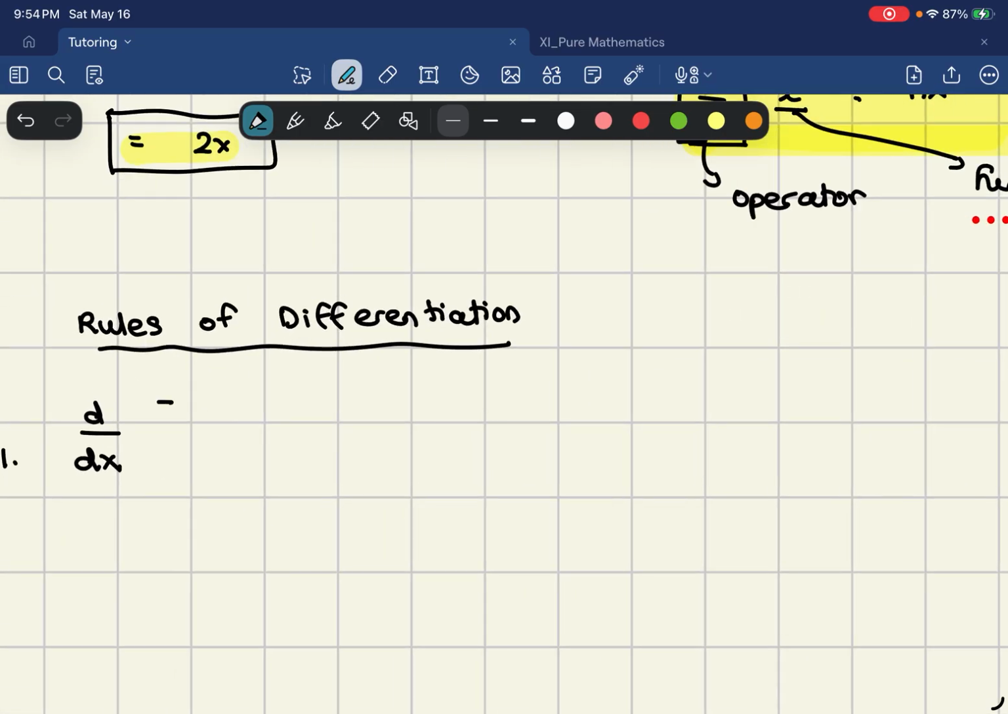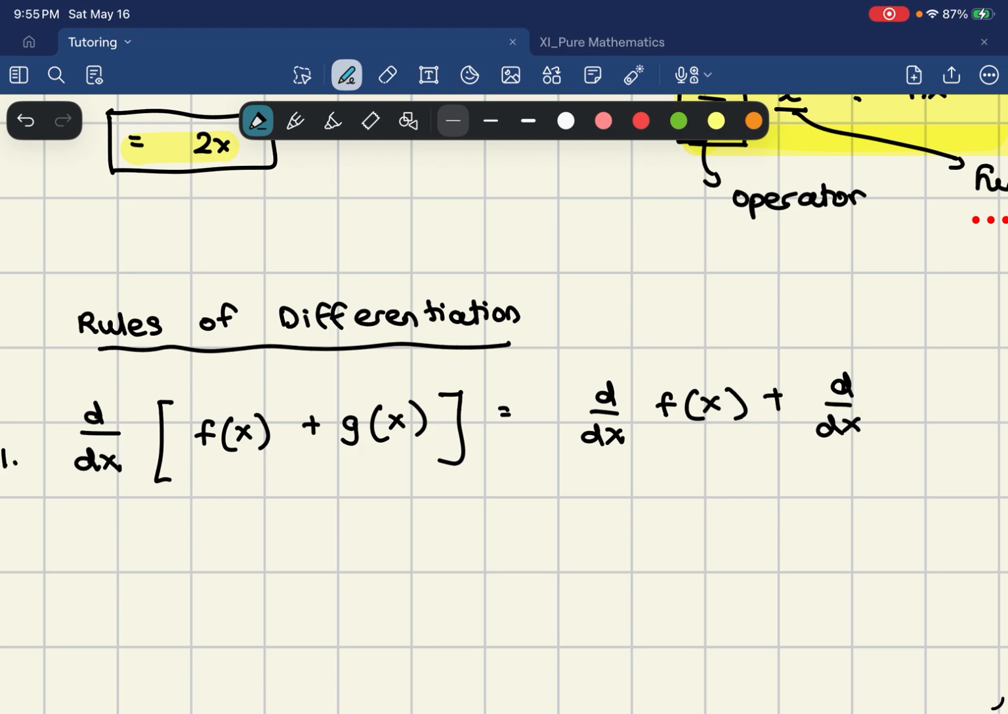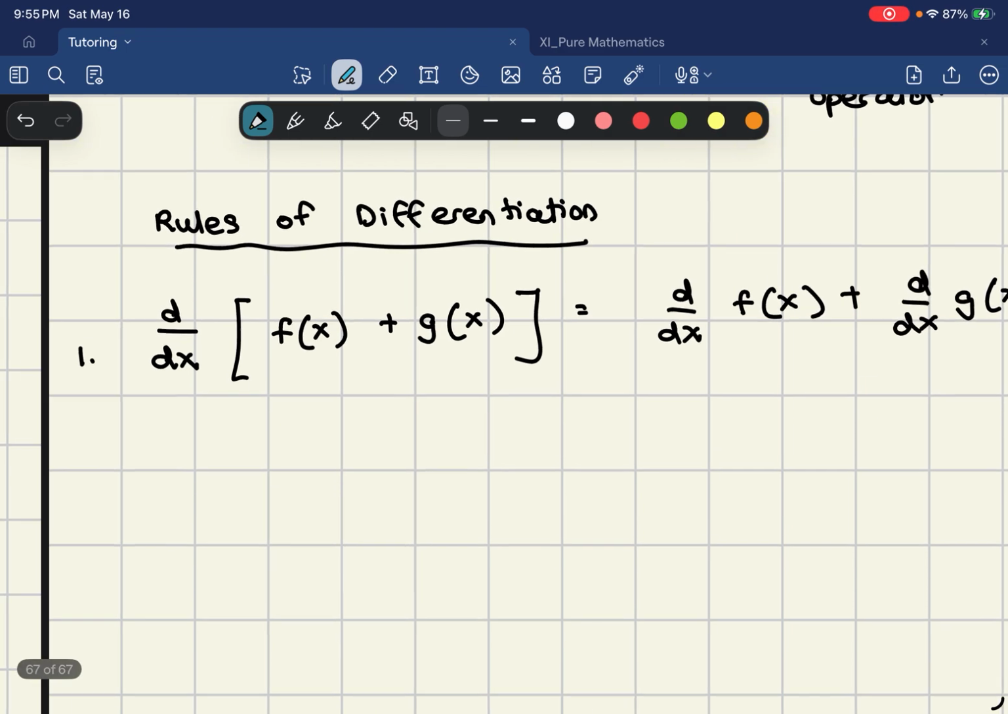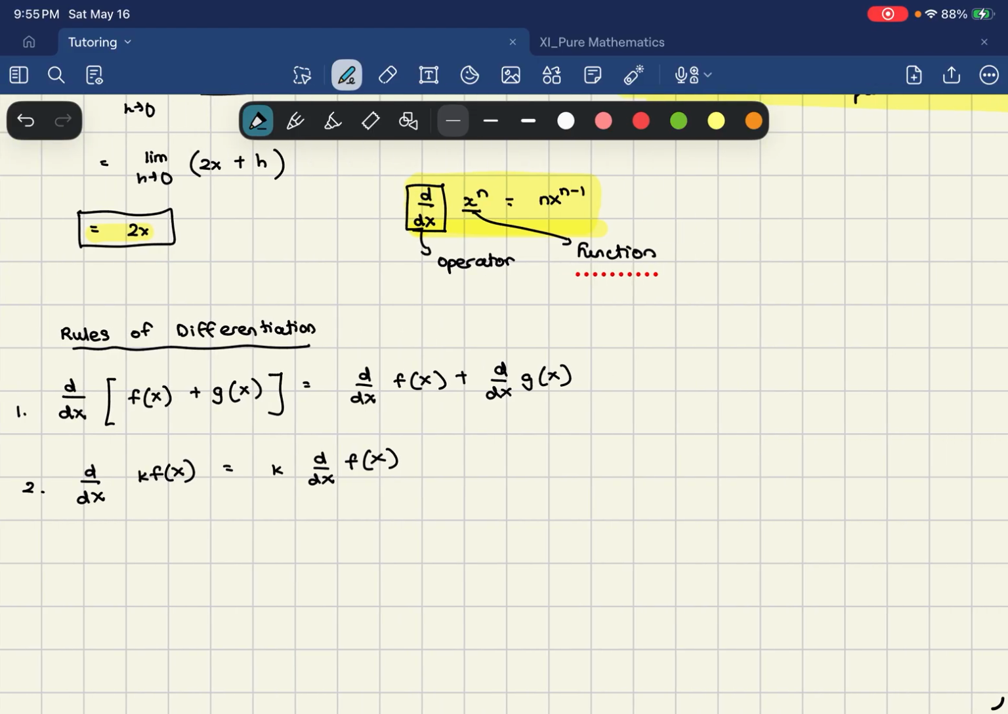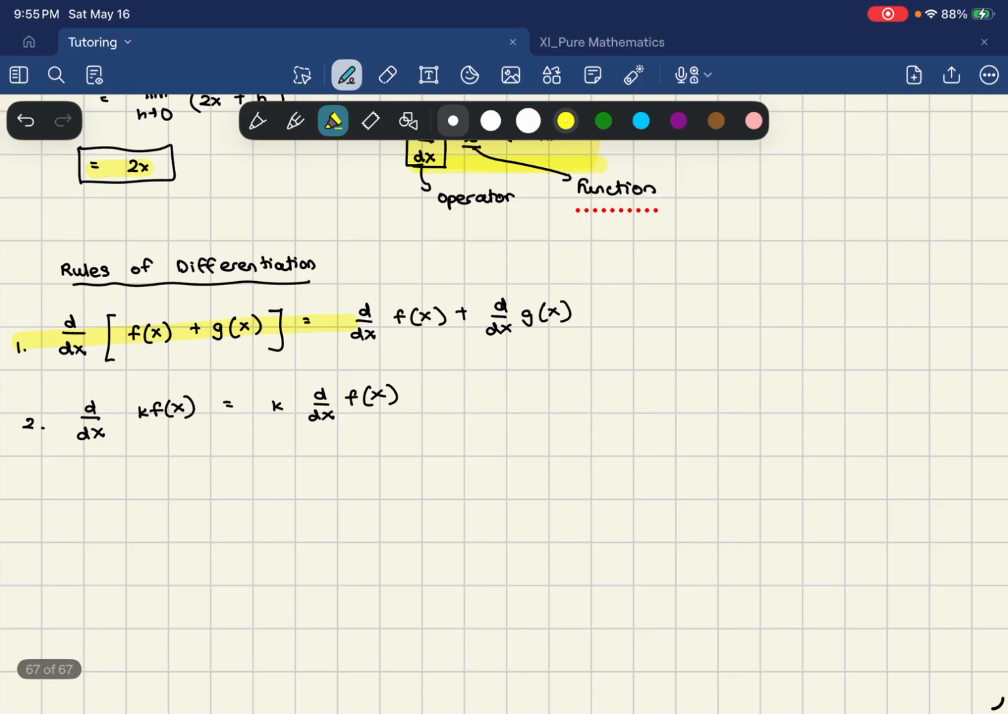So d by dx of f of x plus g of x, if I have two functions added together, then you take the derivative individually: d by dx of f of x plus d by dx of g of x. And secondly, if I have k, some constant, times f of x, then you keep the constant and just differentiate the function. This basically qualifies the derivative operator to be a linear operator, but we won't discuss that. So these are two very, very important rules here.